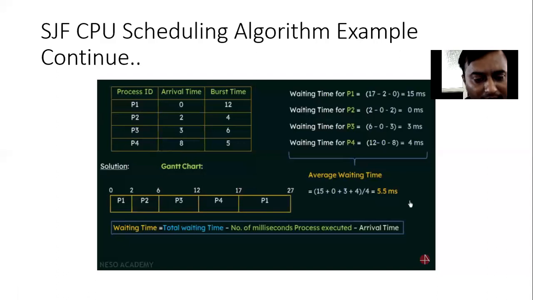Now what are the other available options? We have P1, P3 and P4. Before scheduling which of these processes, we need to check at time 6, is there any other process arrived in the ready queue? No, P4 has not arrived because the arrival time of P4 is 8, and that value is larger than 6. So we have only two options, P1 and P3, because P2 has already exited from the system.